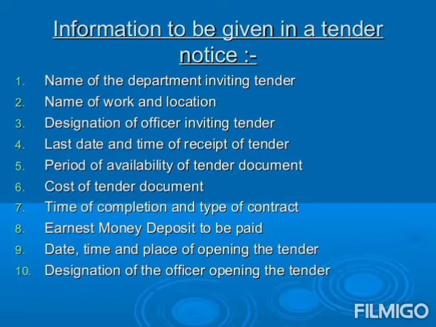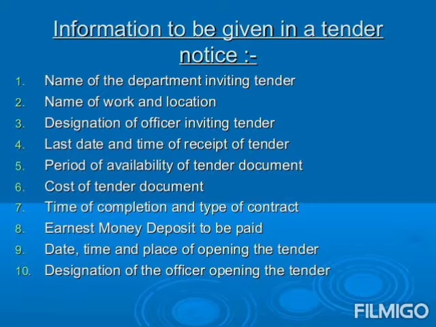7. Time of completion and the type of contract. 8. Earnest money deposit to be paid. 9. Date, time and place of opening of the particular tender. 10. Designation of the officer opening the particular tender.